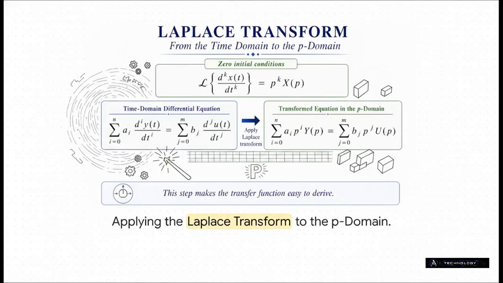Enter the hero of our story, the Laplace transform. Fun fact here, Pierre-Simon Laplace didn't even invent this for engineering. He originally used it for probability and celestial mechanics. But for us, under those zero initial conditions we just talked about, the Laplace transform does something pretty magical. It takes the derivative of a function, which is a really complex calculus operation, and turns it into simple algebraic multiplication. Specifically, an nth-order time derivative literally just becomes the variable p raised to the power of n. So we apply this transform to both sides of our messy time domain equation. And suddenly, all those difficult derivative terms, they vanish.